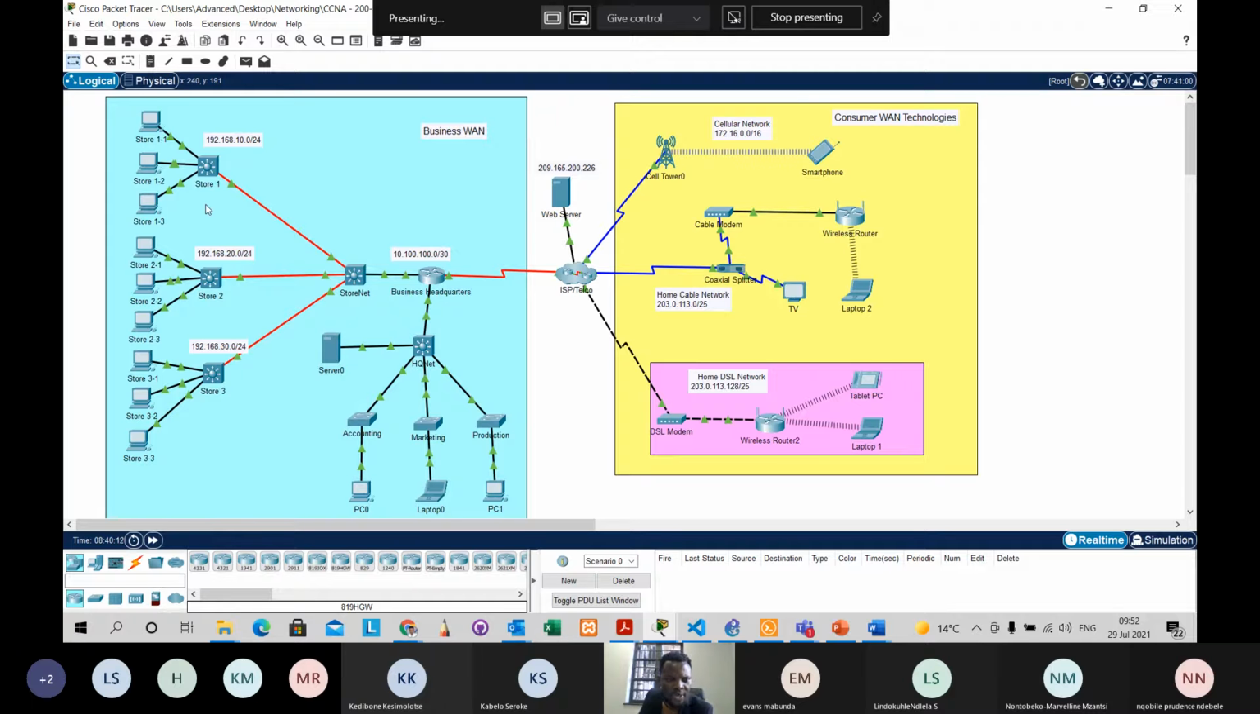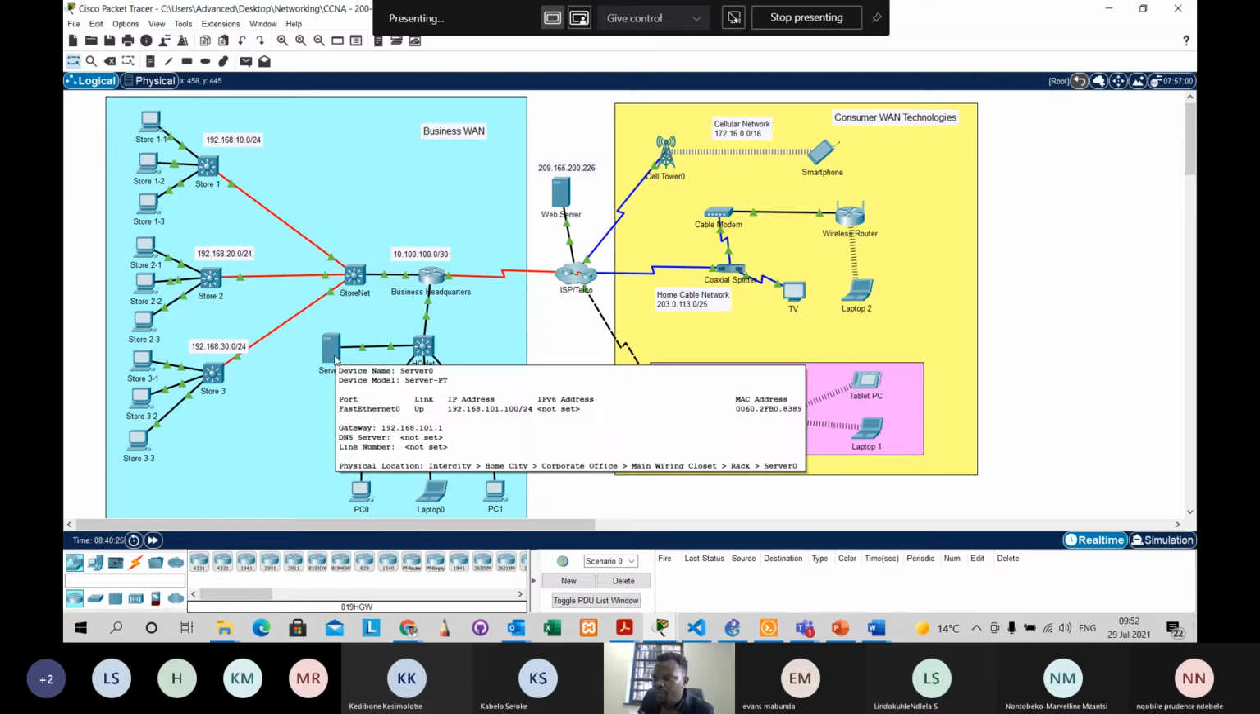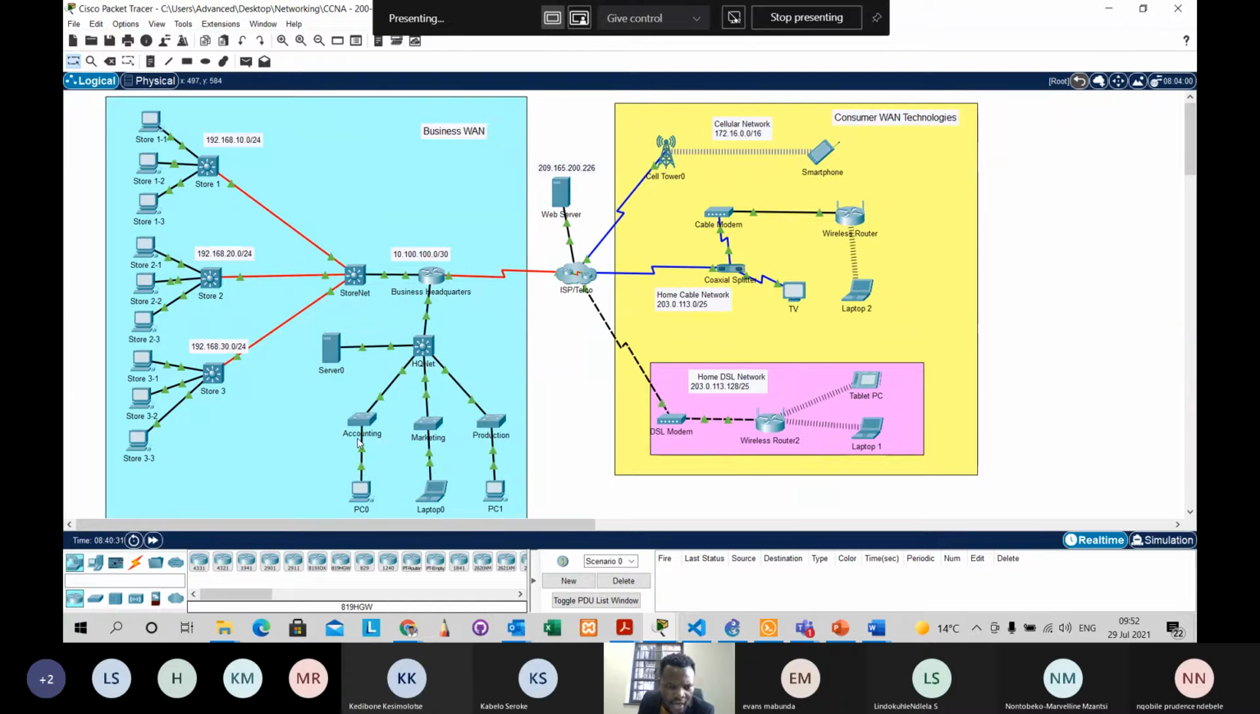So all of these stores are connected to the server. Here are the stores, right? Down here is the headquarters. So this is the business headquarters. Let's say his headquarters is in Sandton, right? And the server holds the information about the available sneakers in the store or in the warehouse, right? And then here are the laptops for the accounting department, marketing department, production department. So this is the headquarters situated in Sandton.